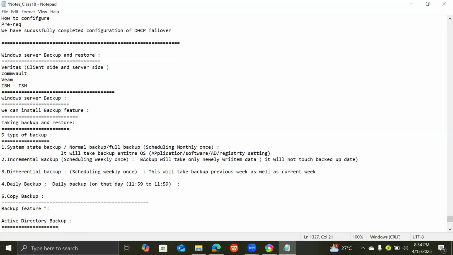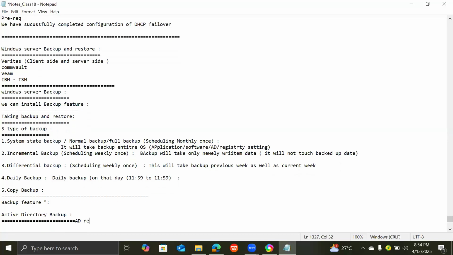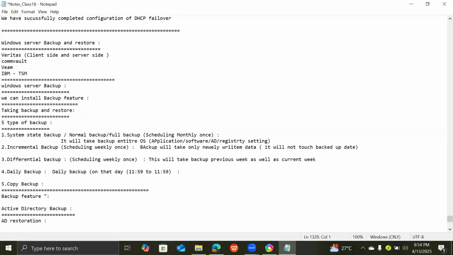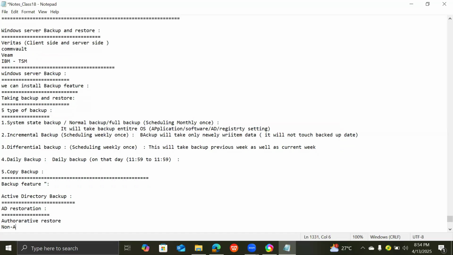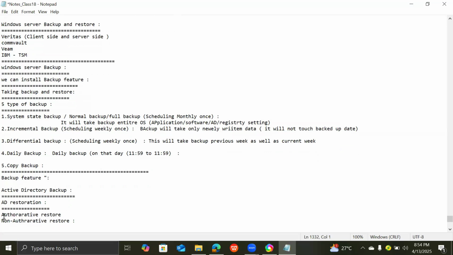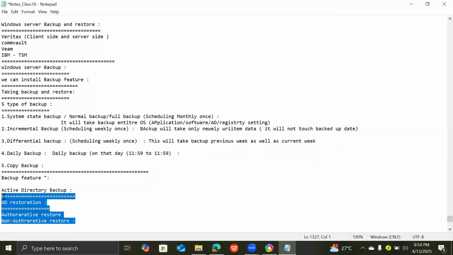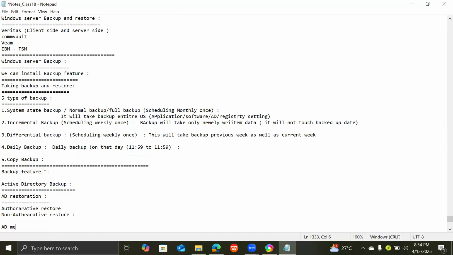for restoration, especially Active Directory restoration, you need to follow a different method, right? It won't be a traditional restoration. For Active Directory restoration, there are two types: one is authoritative restore and the other is non-authoritative restore, right? And before you talk about Active Directory restoration, Active Directory maintenance is one of the important topics.